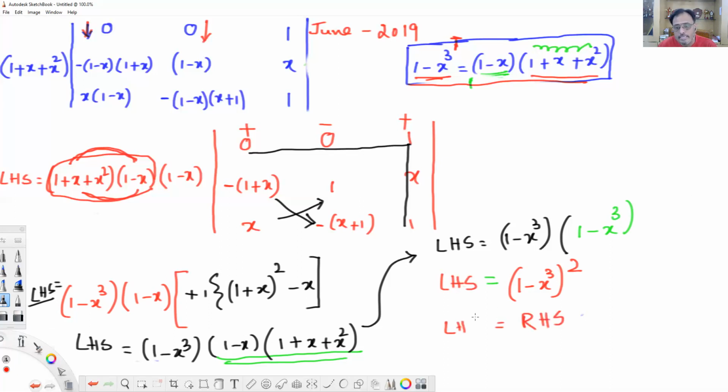So a bit tricky example is given, June 2019. Next in this case, I'm going for one more example, my dear students. Look at here.